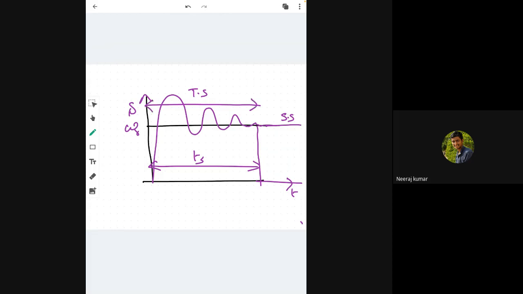At steady state, psi d d theta by dt and psi q d theta by dt are the speed voltages. These two are dominant at steady state.